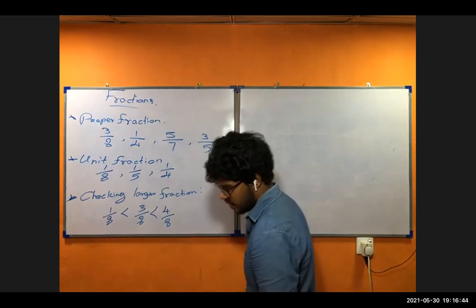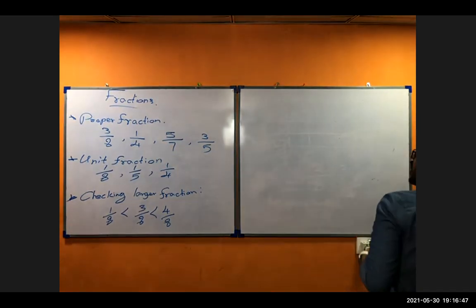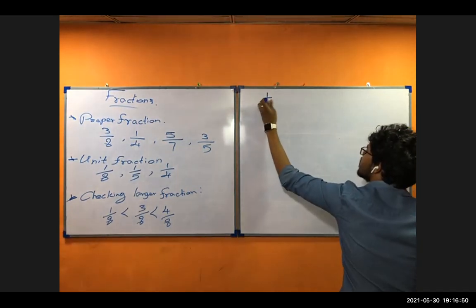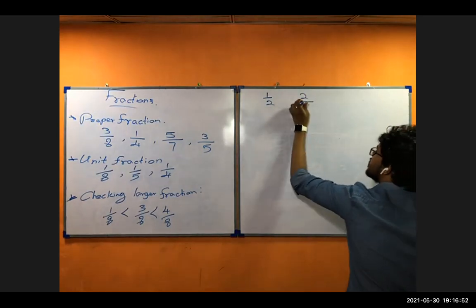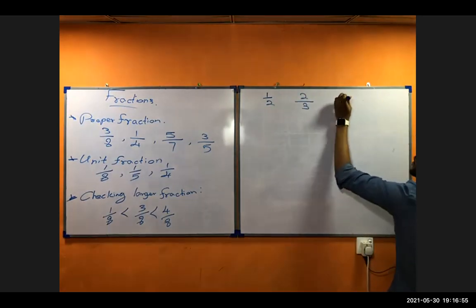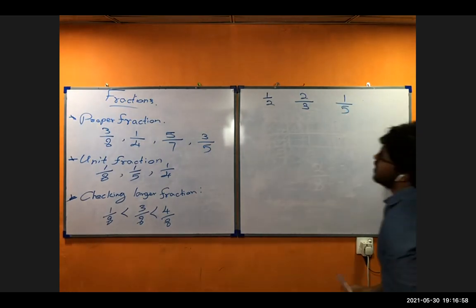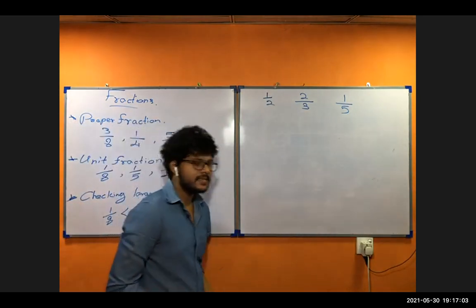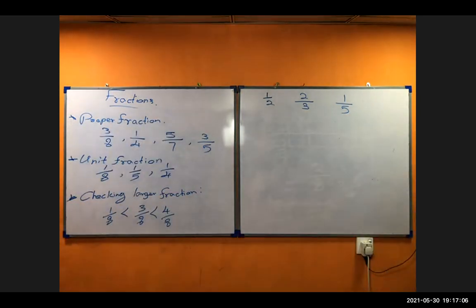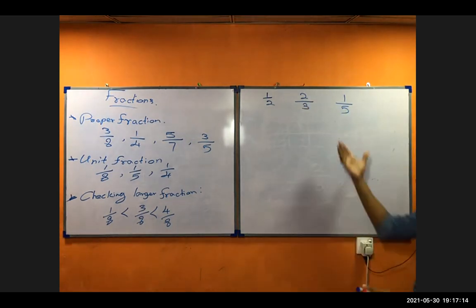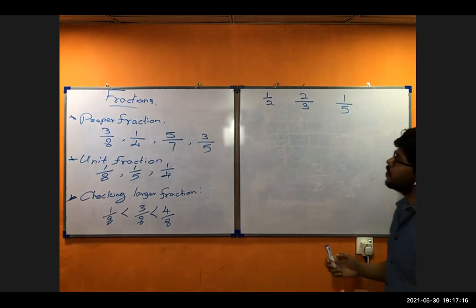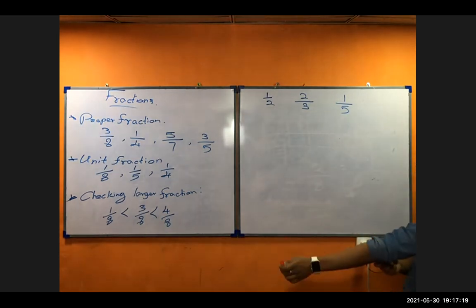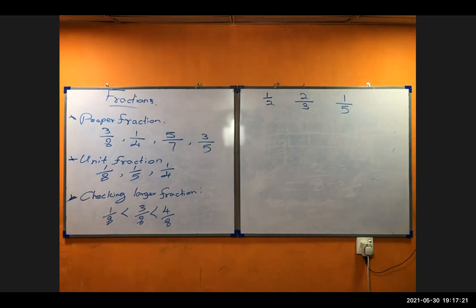Okay, so now, what if I have something like this? Let's say I have half and I have 2/3 and I have 1/5. If I'm supposed to find which one is larger, I need to find the LCM, the lowest common multiple. Yeah, we have to find the lowest common multiple to find out which one is the largest, right? So you know how to find LCM, right? So I think the LCM for this one is 30, right?